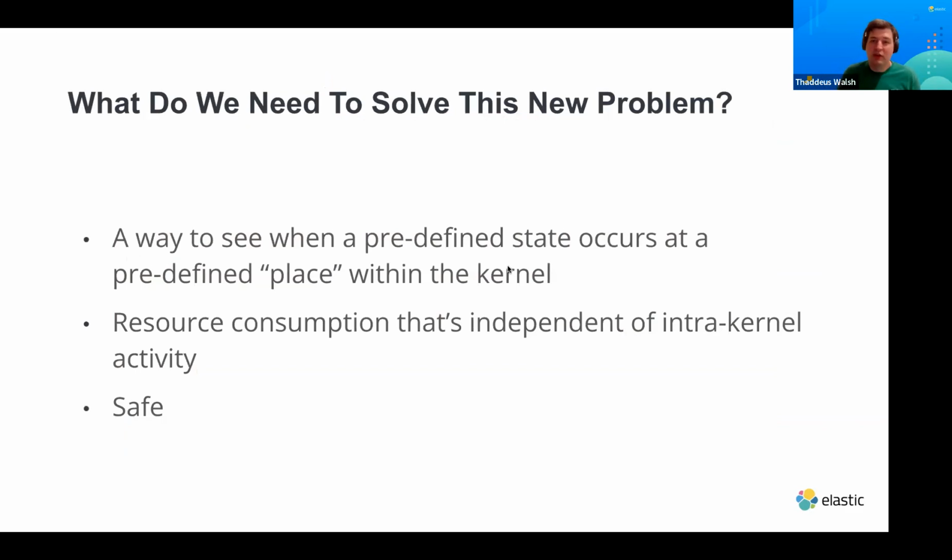So what do we need to solve this new problem? A way to see when a predefined state occurs at a predefined place within the kernel, resource consumption that's independent of intra-kernel activity, and a solution that is safe to run. This sounds very similar, right? We've seen a problem like this, and we've seen a need for a solution that looks and feels very similar.